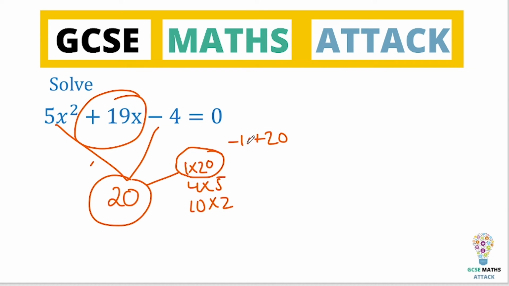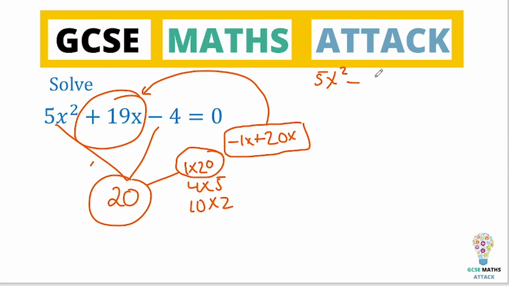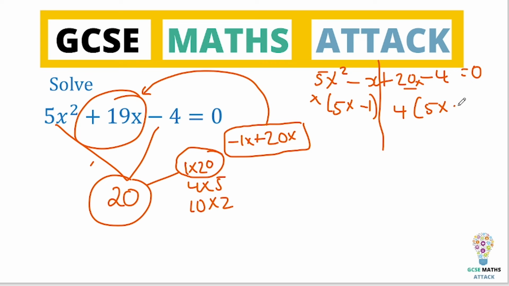So I'm going to rewrite this. If I put an x here, and I'm going to grab these two numbers and substitute them over here, I'm left with 5x squared minus x plus 20x minus 4 equals 0. And I'm going to factorize them separately. I can see that there's an x in common here. I'm left with 5x minus 1. I can see from 20x and minus 4, I can pull out a 4. I'm left with 5x minus 1 equals 0. This is gone. I'm left with 5x minus 1.